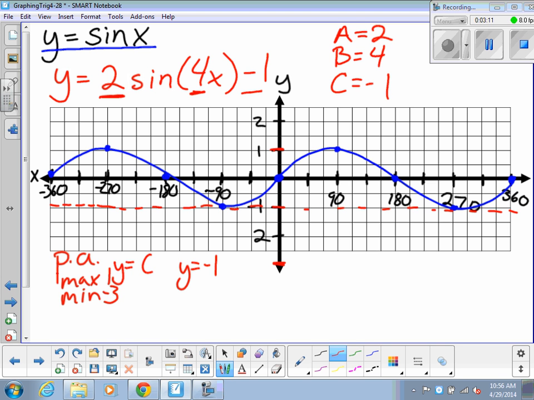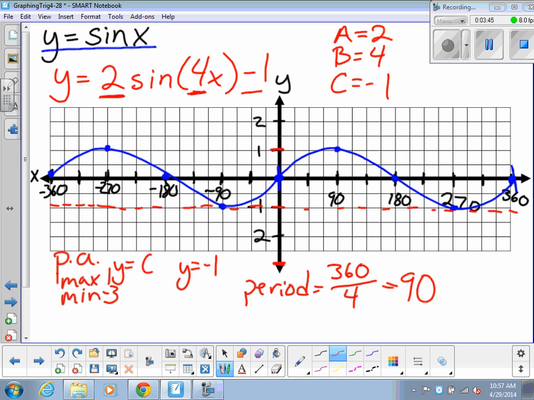All right, now I need to identify the period of this function. The period is the distance that it takes to complete one cycle, which for the original parent function, we can see starts one cycle at 0 and stops at 360. So we know that the original period is 360 degrees. To find the period of this function, we take 360 and divide it by the b value, which again is 4. So 360 divided by 4 equals 90.